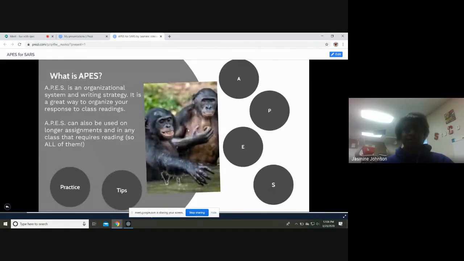So what is APES? We're not talking about the animal. We're talking about APES as in an organizational system and a writing strategy. It's a great way to organize your responses to what you read in class. And APES can be used on any longer assignment and in any class that requires reading, so all of them. It's great for science and for social studies, as well as math, history. You guys know what I'm talking about, all right?